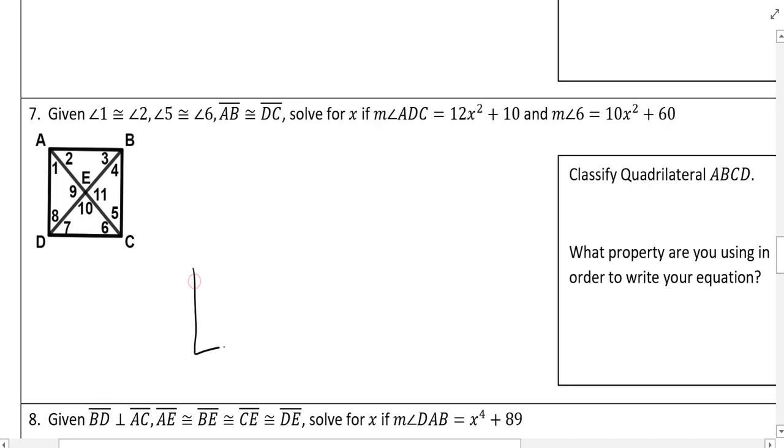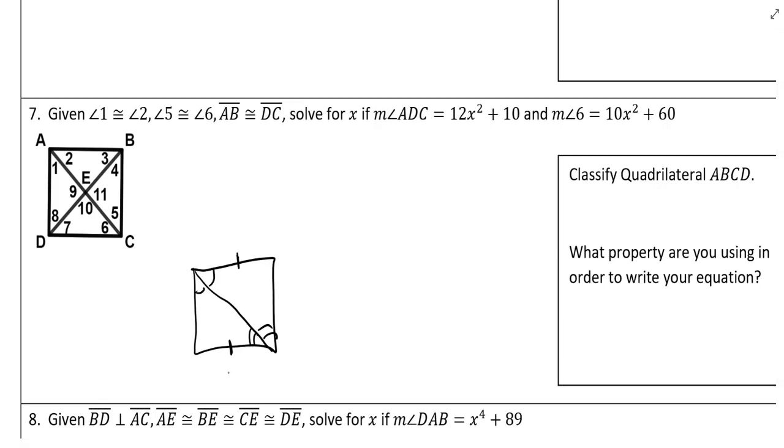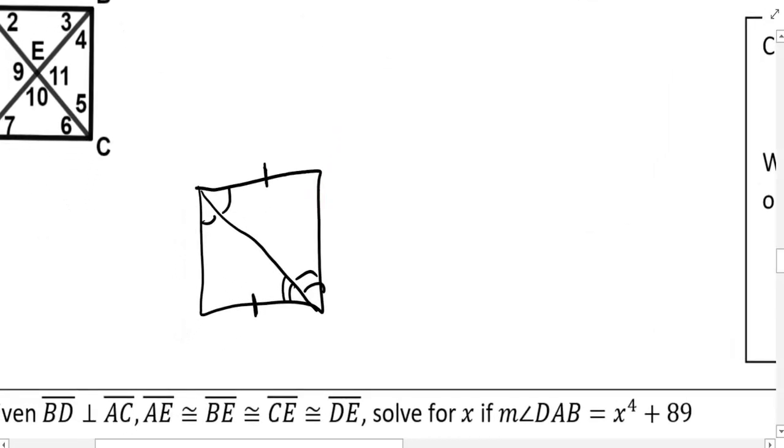Again, I'm going to start with a little sketch, a little scratch work. Angle 1 is congruent to angle 2, so these two are congruent. Angle 5 is congruent to angle 6. AB is congruent to DC. Solve for x. Alright, so first I'm going to do a little investigating, a little bit of thinking. What kind of shape is this? What can we figure out, right?